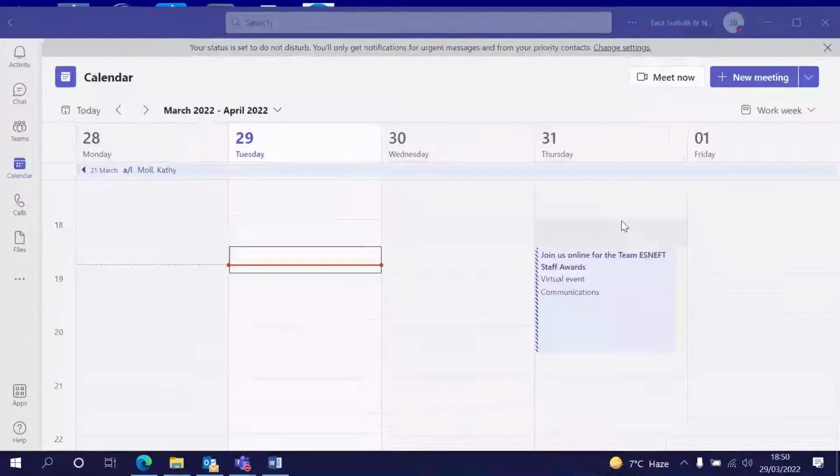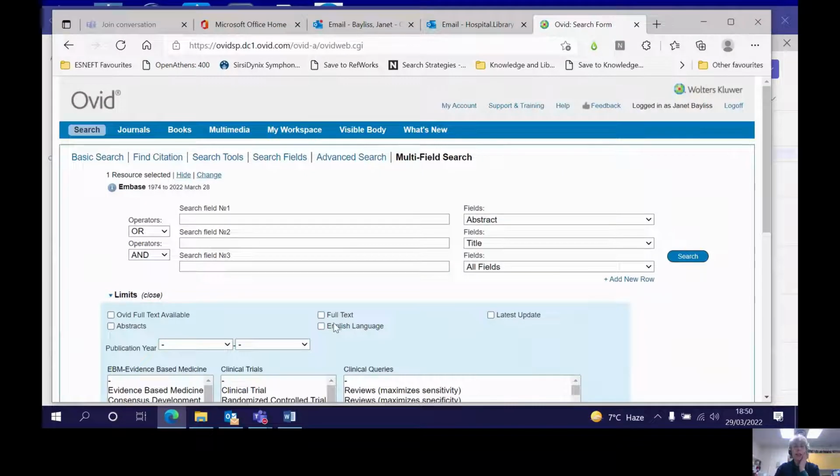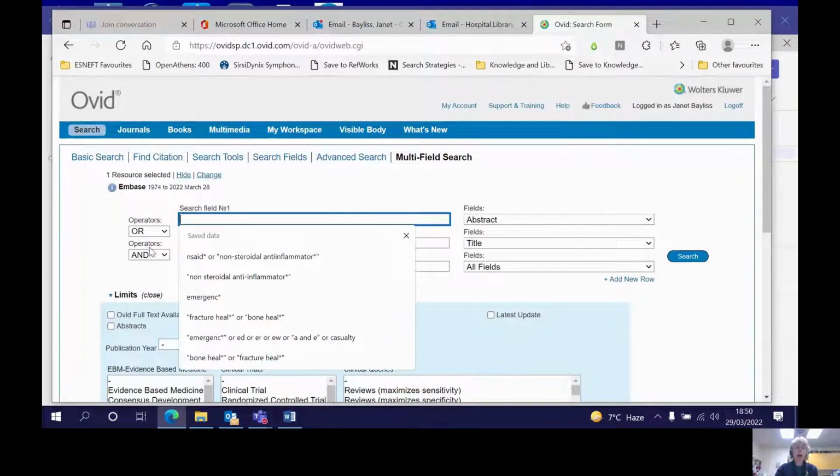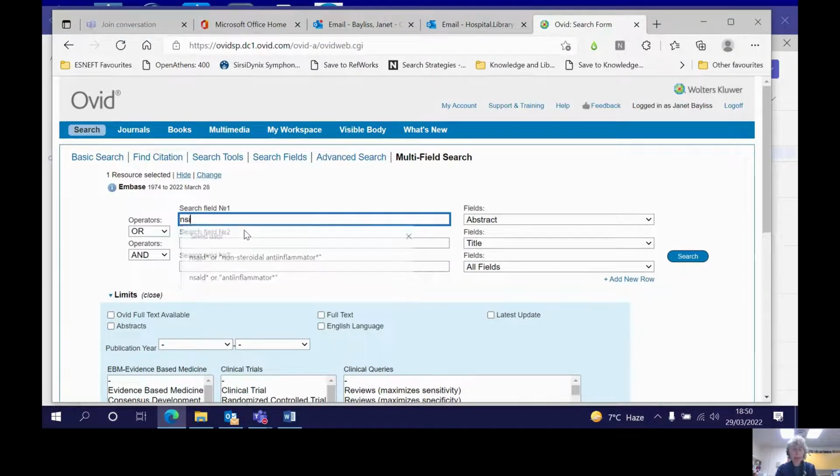Welcome to my attempt to do a trial search of a database. The one selected here is Embase, and I'm using the Ovid interface. The question is about non-steroidal anti-inflammatory drugs and whether or not they delay fracture healing. I was also asked to limit it to articles related to the emergency department. So that is the brief, and that is what I'm going to try and do.